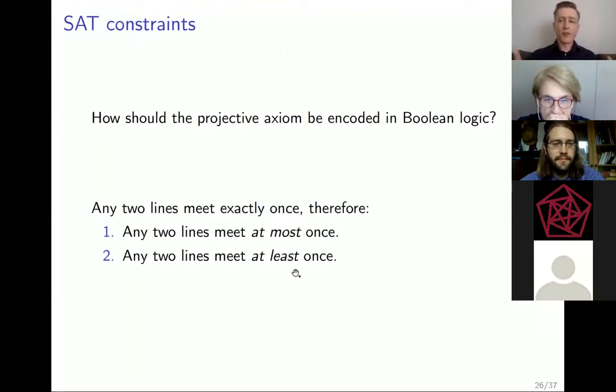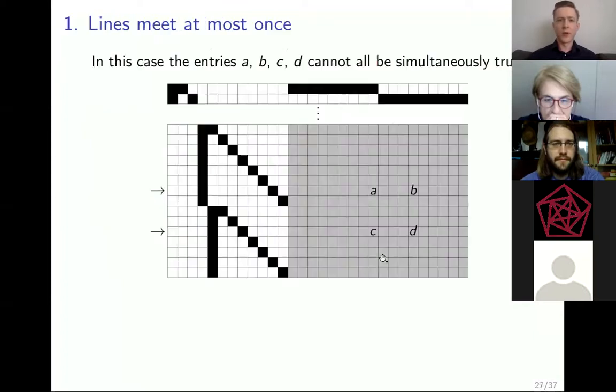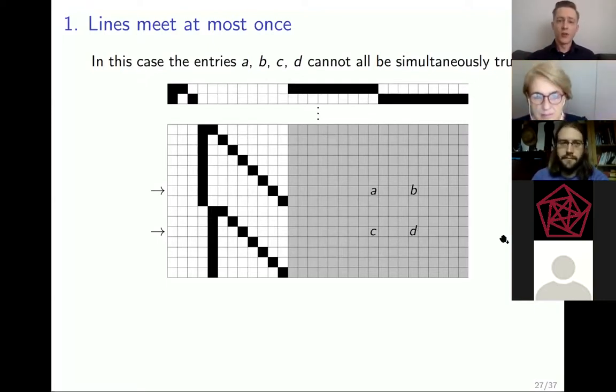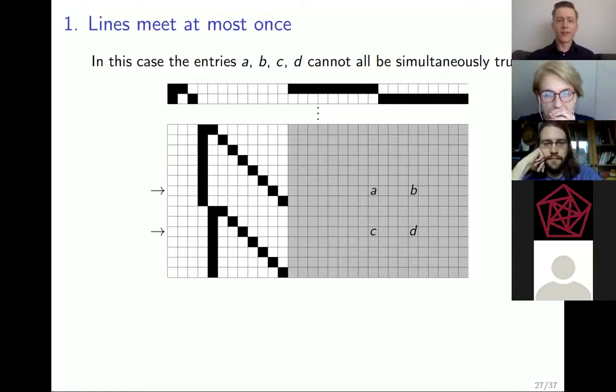All right, so I'm going to give you 2 examples of those just to give you a taste of what these conditions are going to look like. I've highlighted 2 lines here, and we want to say that these 2 lines meet at most once. I have 4 points A, B, C, D, these 4 entries which lie on the lines. We know that they can't all be true, because if A, B, C, D were all true, then these 2 lines would intersect twice. So they can't all be true.